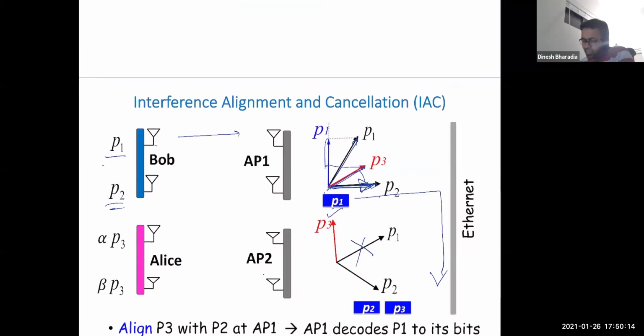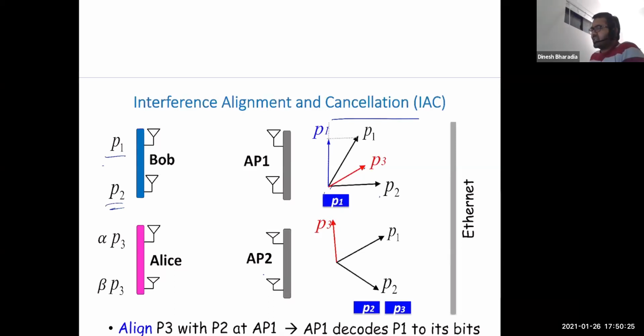See, there is a third principle we need to use as well now, which is interference, alignment, and cancellation. Very important is cancellation. So this is a master stroke if you think about it. And here's how you do it.